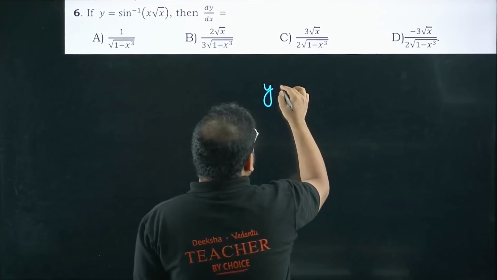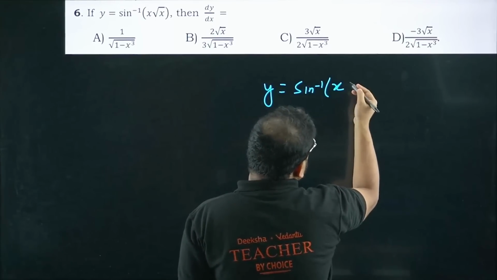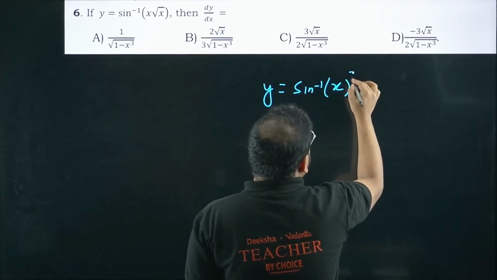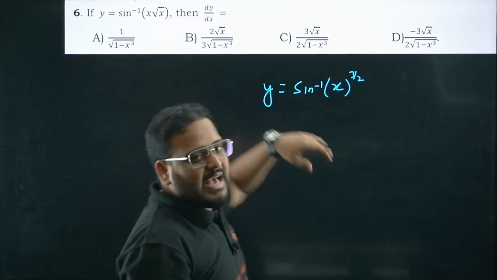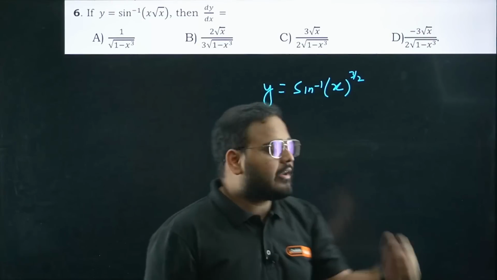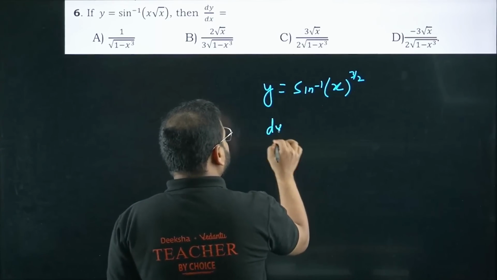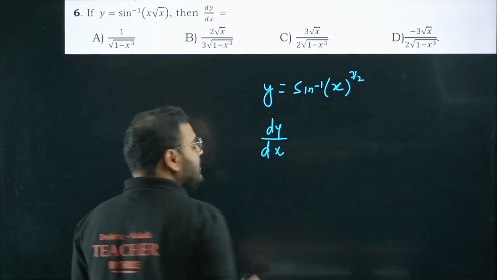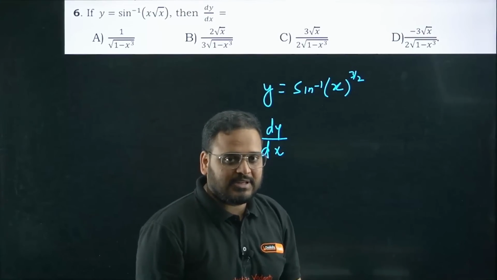The function is y equal to sine inverse of x root x. I can write it as x power 3 by 2. Will that be okay? Please check. x root x is x power 1 times x power 1 by 2, and 1 plus 1 by 2 is 3 by 2. Great, so I have x power 3 by 2. Now find the derivative. As I was telling you, the chain rule is applied: first for sine inverse, then for x.